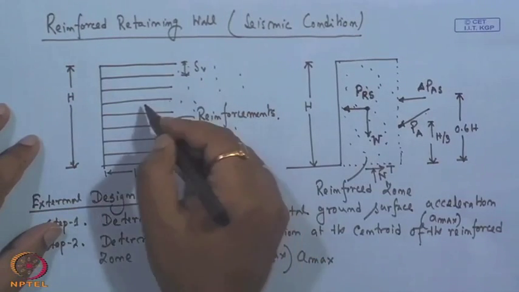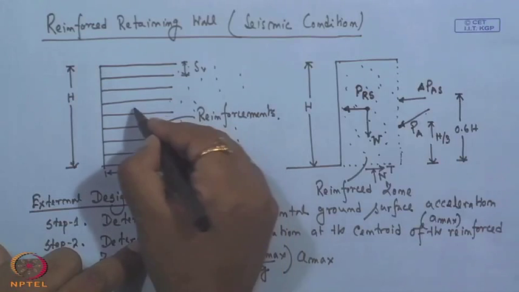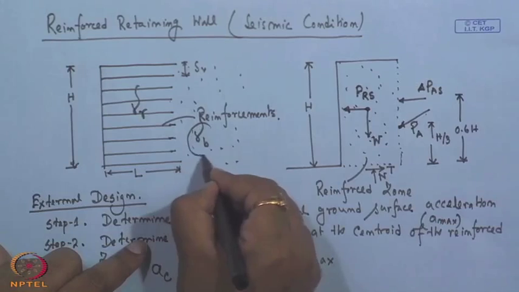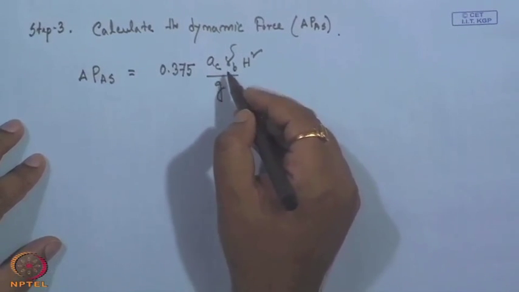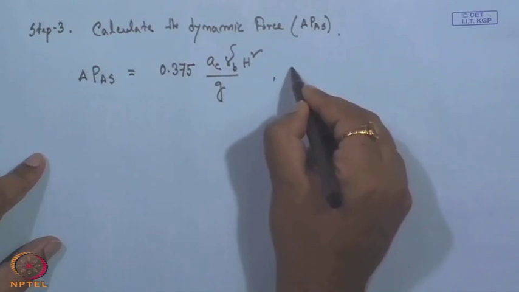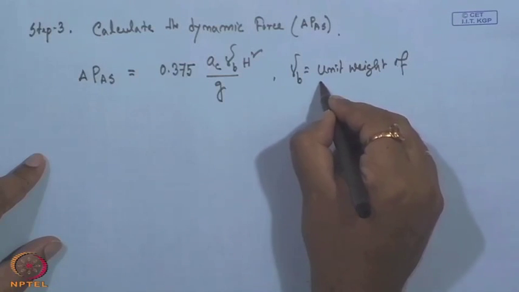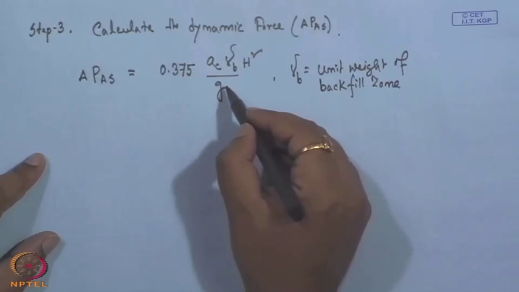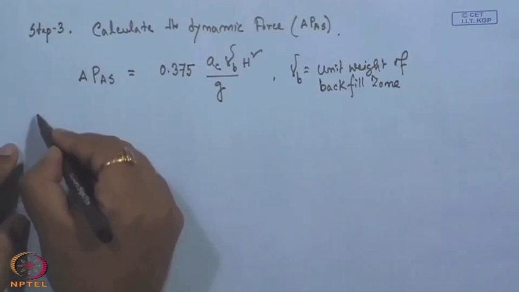If we consider this as the reinforced zone and this as the unreinforced zone, then we have two different densities, or unit weights: one for the reinforced zone and one for the backfill zone. So, gamma B is the unit weight of the backfill zone and gamma R is the unit weight of the reinforced zone. In this expression, AC is the peak horizontal acceleration at the centroid of the reinforced zone, gamma B is the unit weight of the backfill zone, H is the height of the retaining wall, and g is the acceleration due to gravity.